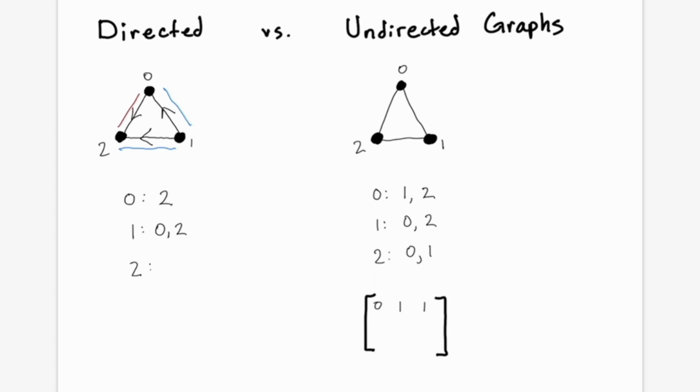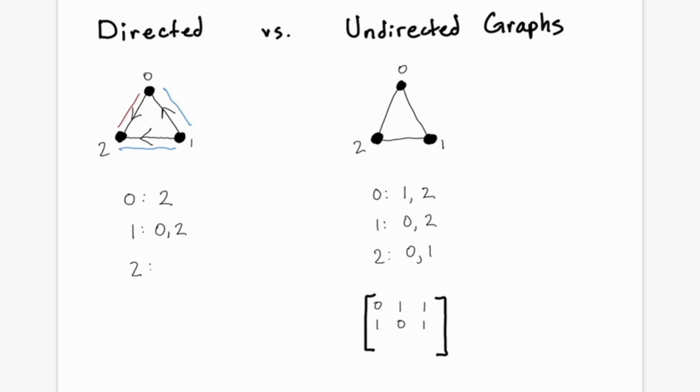There is an edge between node 1 and node 0, so we put a 1 in the first column. There's no loop joining 1 to itself, so we put a 0 in the second column. There is an edge between node 1 and node 2, so we put a 1 in the third column. The final row represents node 2.